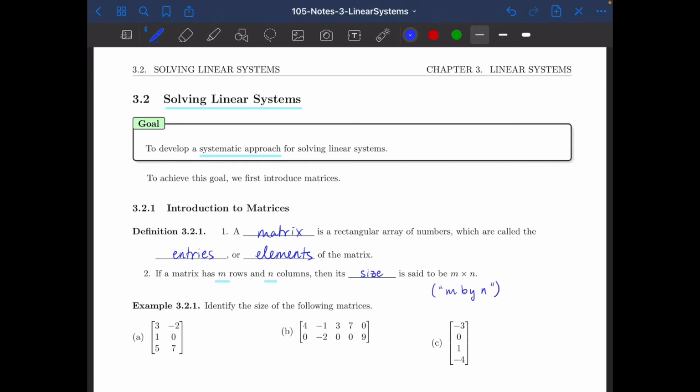In example 3.2.1, we want to identify the size of the following matrices. In part A, we have a matrix with 3 rows and 2 columns, which means that the size of this matrix is 3 by 2, 3 rows and 2 columns. In part B, we have a matrix with 2 rows and 5 columns. This matrix is a 2 by 5 matrix. And in part C, we have a matrix with 4 rows and 1 column. That is a 4 by 1 matrix.